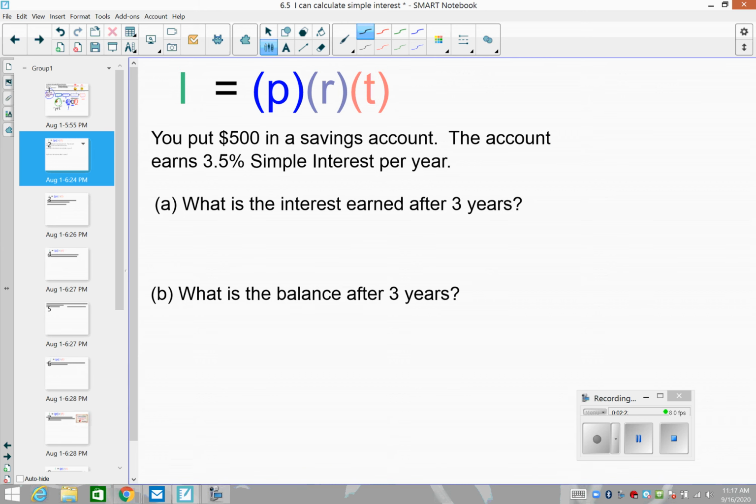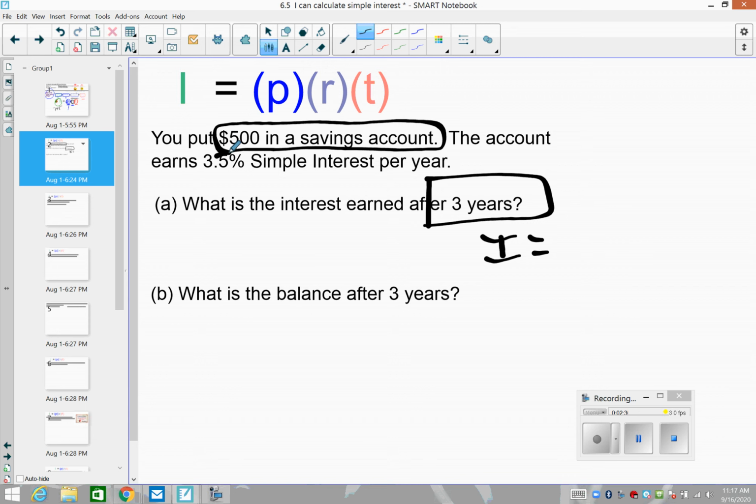So 2 parts of the question here. What is the simple interest after 3 years? So we're going to start with that question. If we use the formula, interest is equal to the principal. You put $500 in the savings account. That's the beginning amount. That's what we call the principal.